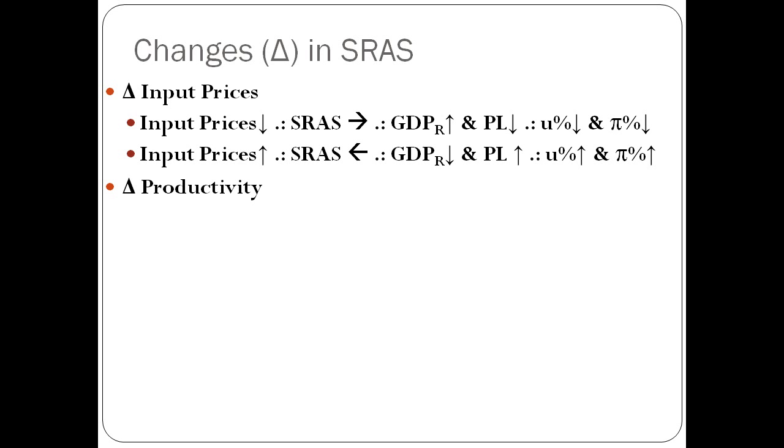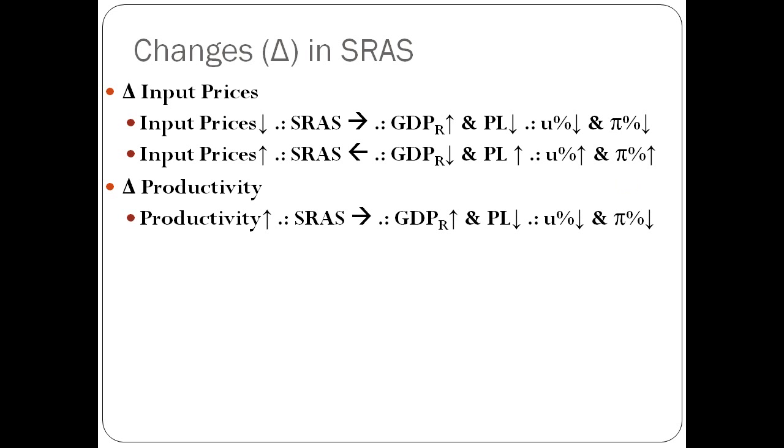All right, changes in productivity are going to be very similar. If you have a productivity increase, that's going to move the short-run aggregate supply curve to the right, which implies that real GDP goes up, price level goes down, which implies that the unemployment rate falls and the inflation rate falls. So whenever the short-run aggregate supply curve shifts to the right, real GDP is going to go up, price level is going to go down, unemployment rate is going to go down, inflation rate is going to go down.